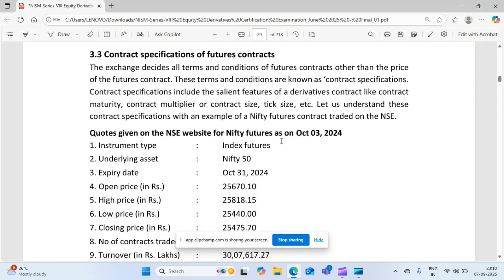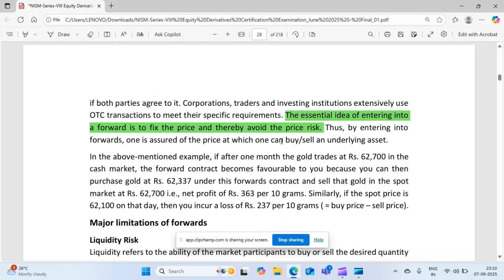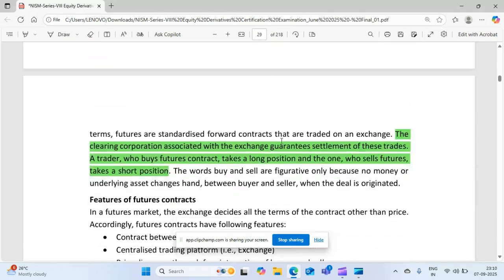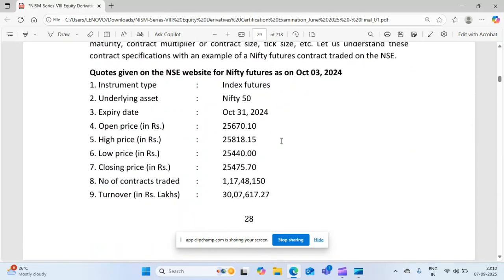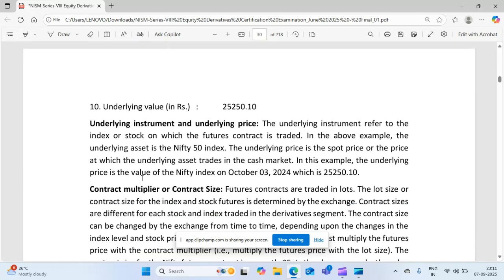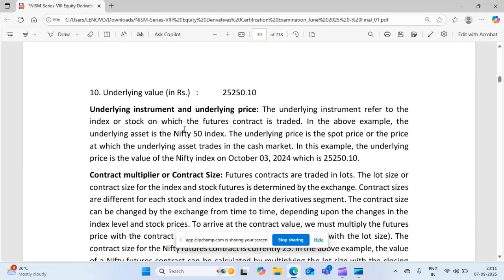So this is a contract specification of a future. The terms and conditions is what we call the contract specification. So you can see here very clearly what is there in the contract specification. You have instrument type, underlying asset, expiry date. Every contract expires on a particular date. Open price, high price, low price, closing price, total number of contracts traded, and the volume of transactions. Underlying value is also given, right?